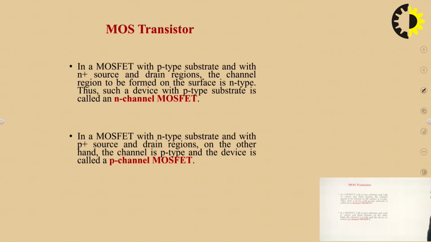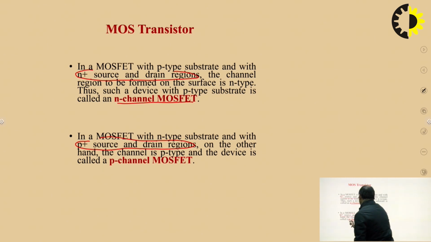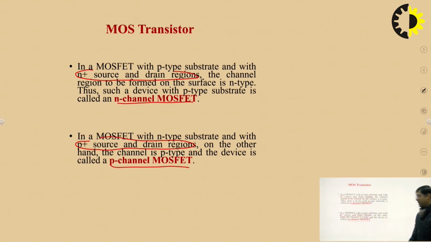So if we are using a P-type substrate and N plus type source and drain regions, then it is an N-channel MOSFET. And similarly, if we are using P-type source and drain regions and N-type substrate, then it is a P-channel MOSFET.